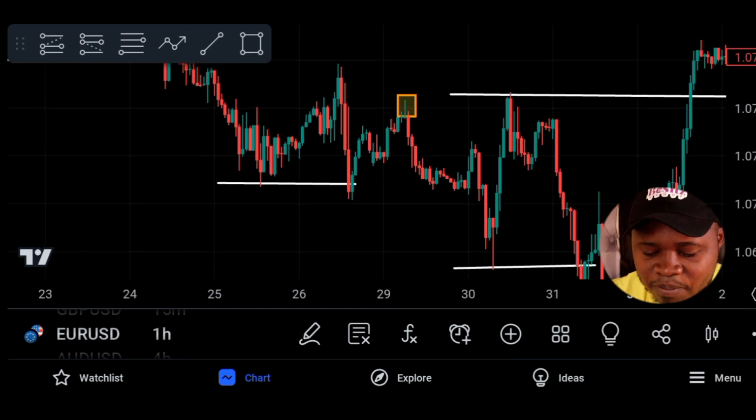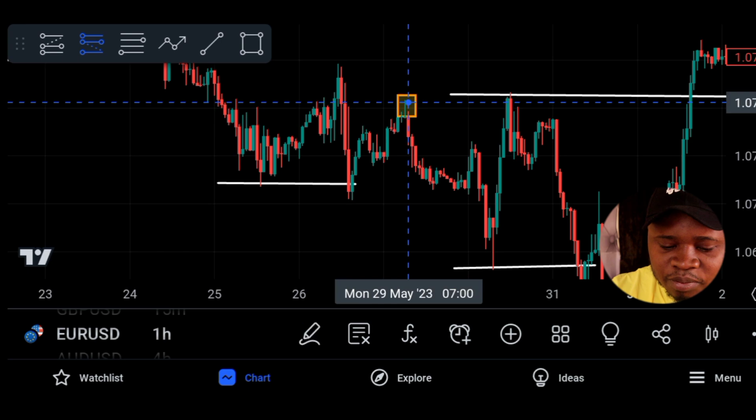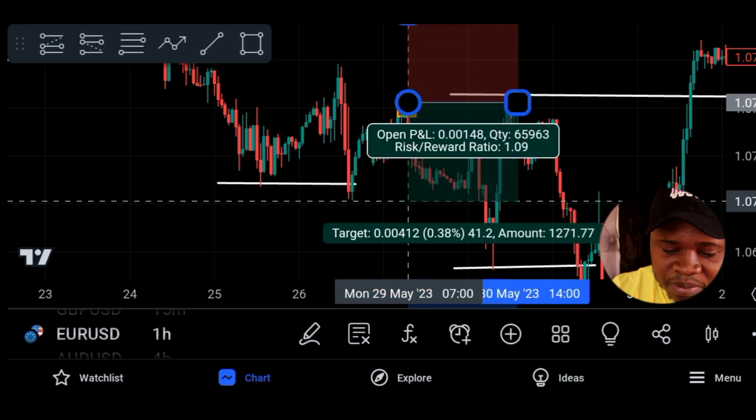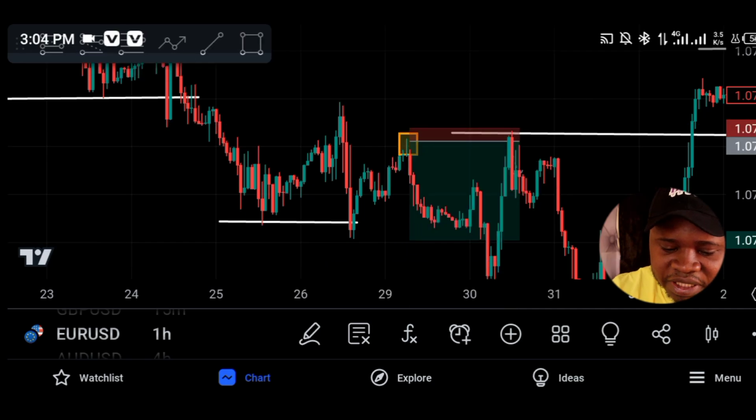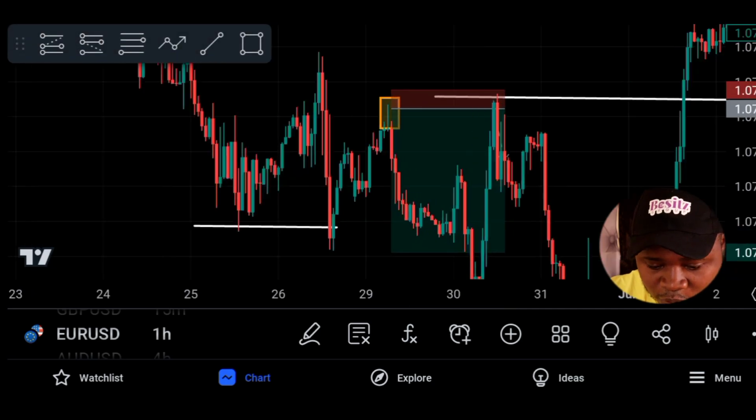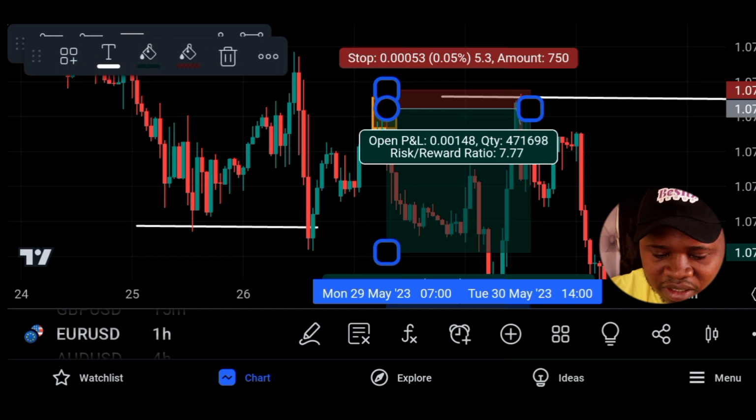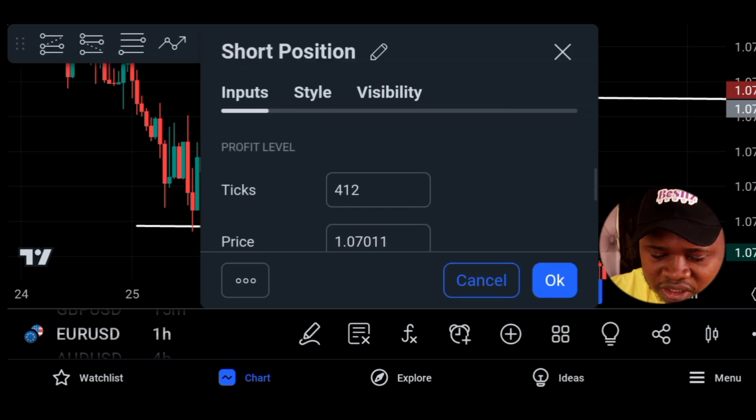Remember, your stop loss should be above the 78 level, and your take profit should be the next demand or the next support zone. So in this case, let me assume I'm selling. Put your sell in, let your TP be here, and your SL should be just a bit above. I hope you can see this. It's not too bright. Let me add some color to it.